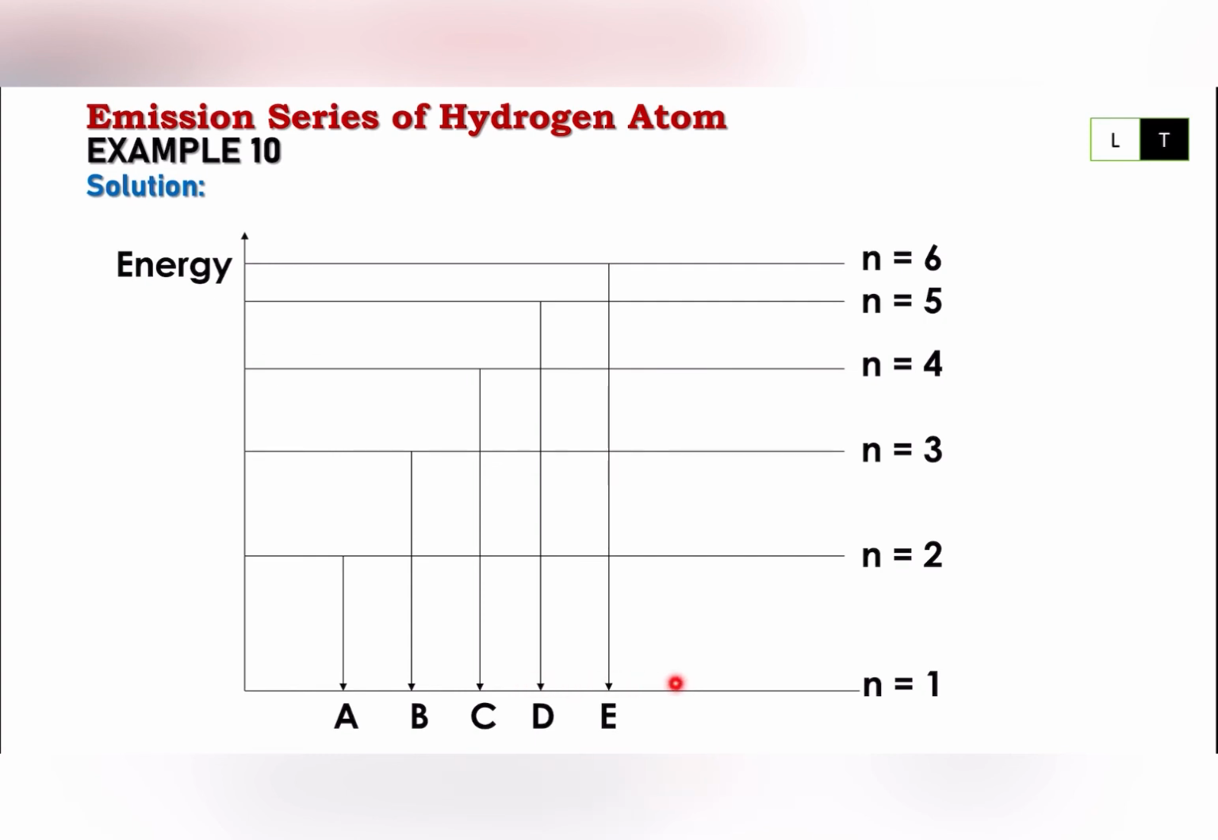So this is how you draw the energy level diagram based on the Lyman series, because all of them share the same lower energy level, n equals 1.